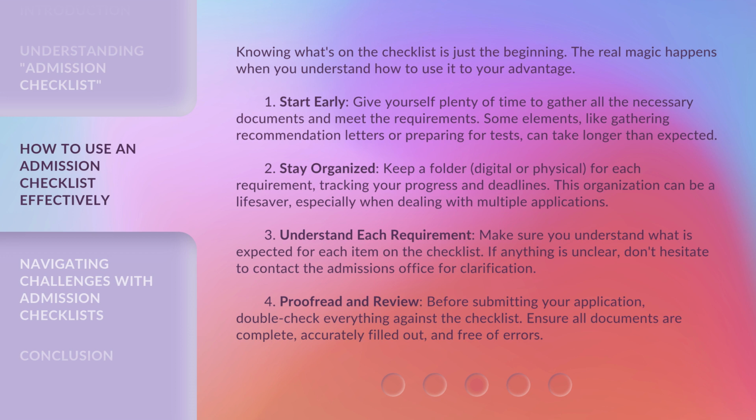2. Stay organized. Keep a folder, digital or physical, for each requirement, tracking your progress and deadlines. This organization can be a lifesaver, especially when dealing with multiple applications. 3. Understand each requirement. Make sure you understand what is expected for each item on the checklist. If anything is unclear, don't hesitate to contact the admissions office for clarification.